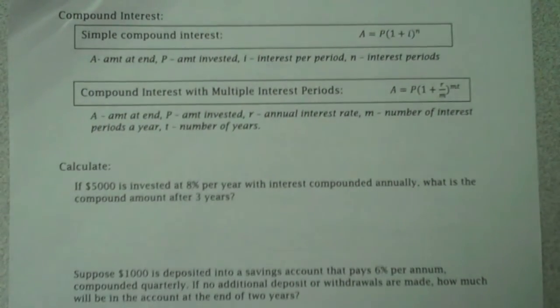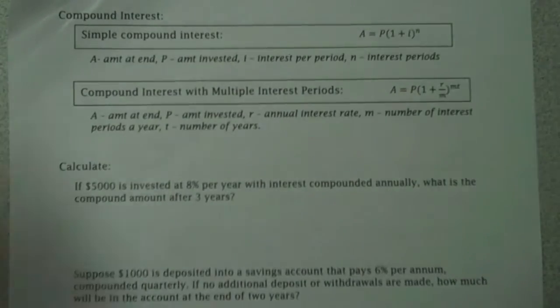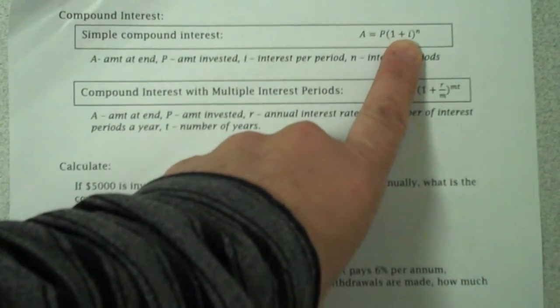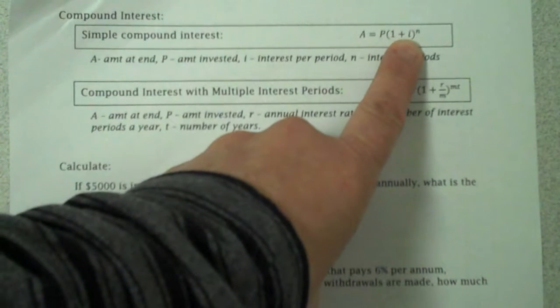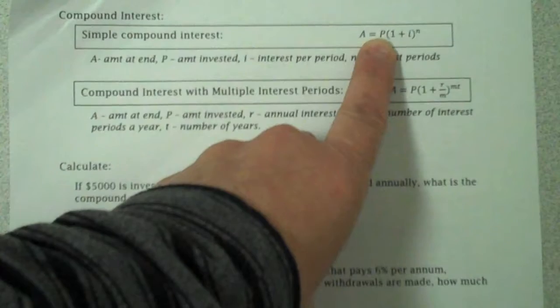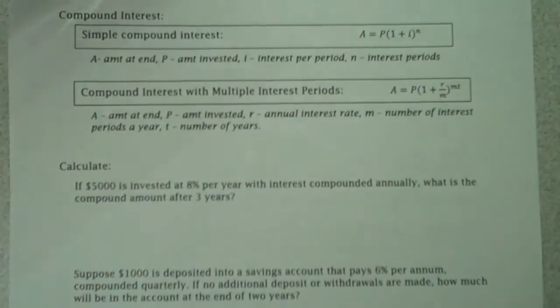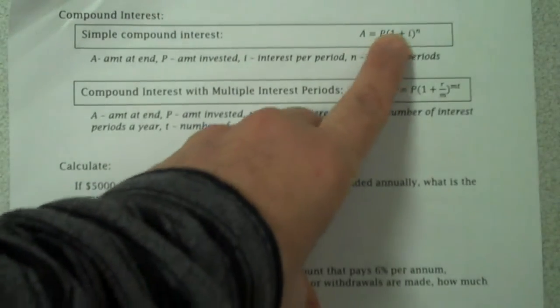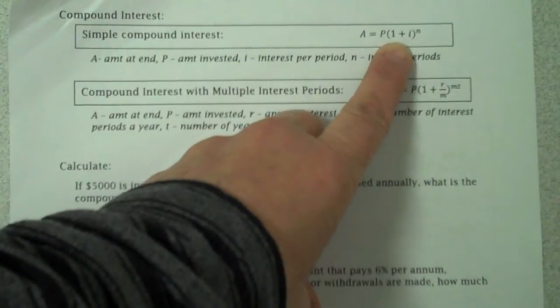So if you start out with $20,000 and you're getting an interest rate of 2%, 1 plus 0.02, when you multiply it by the $20,000, is going to raise you to the next level of money that you have. And then if you multiply it on again, you'll compound to the next level and to the next level. So this is how you think about it in terms of simple compound interest.